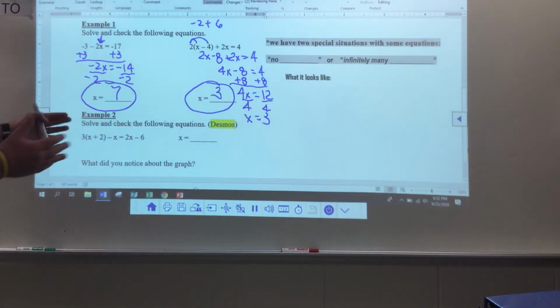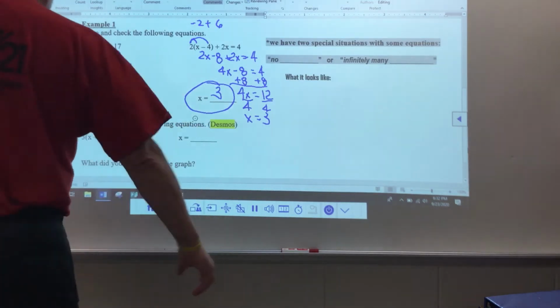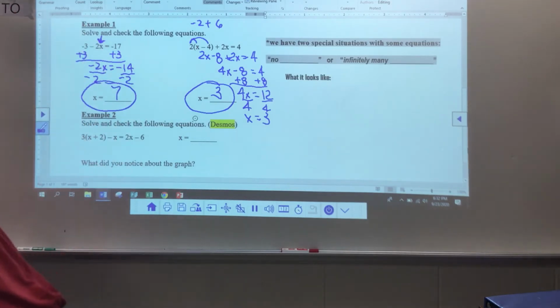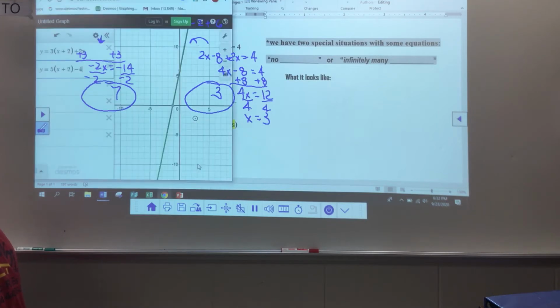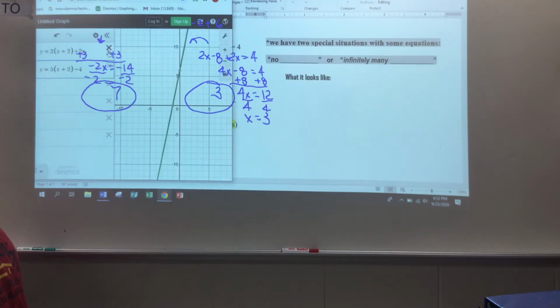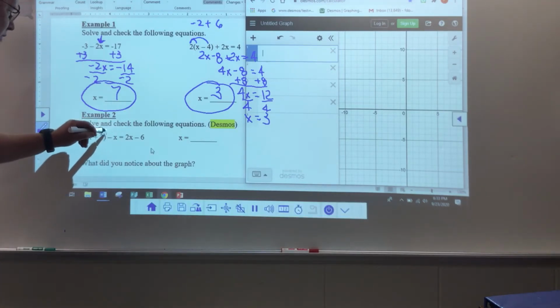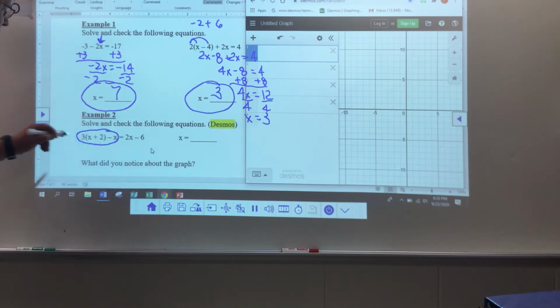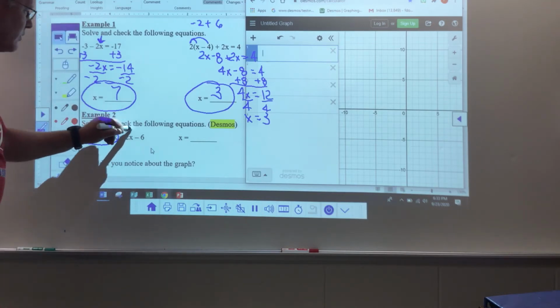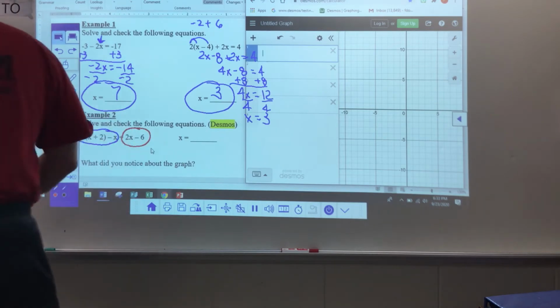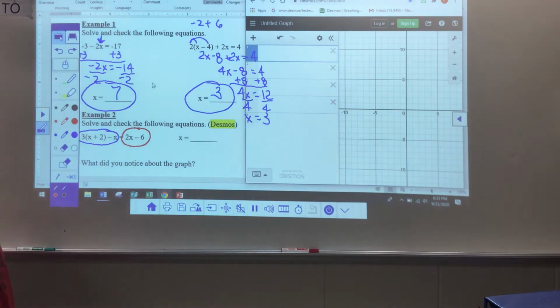Now, example 2, let's revisit what we do with our Desmos calculator. So let's look at this problem. I'm going to grab my Desmos real quick. Let me clear that stuff out of there. Let's start from scratch. You guys remember that the sides are separated by the equal sign, so I'm going to take the left side and type that next to a y equal to, and then I'm going to take the right side and type that next to a y equal to.